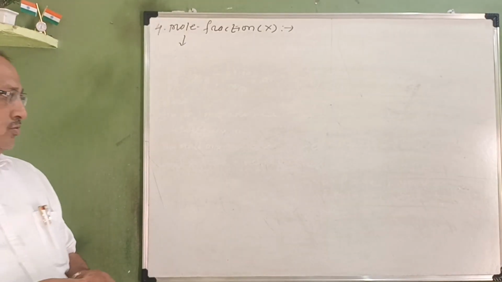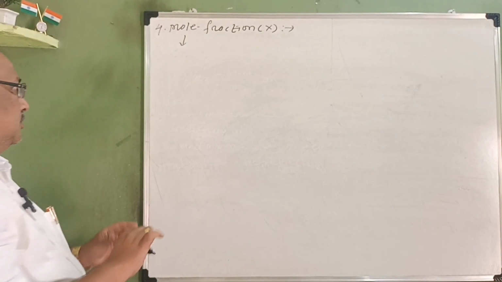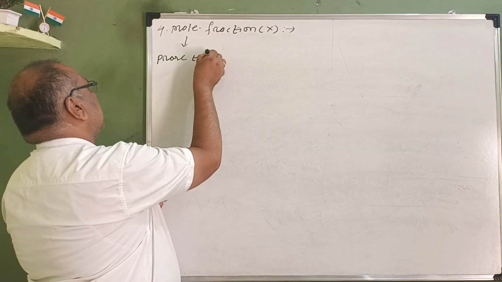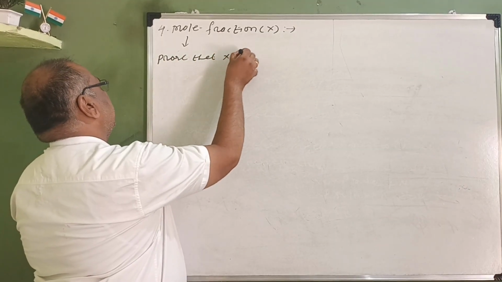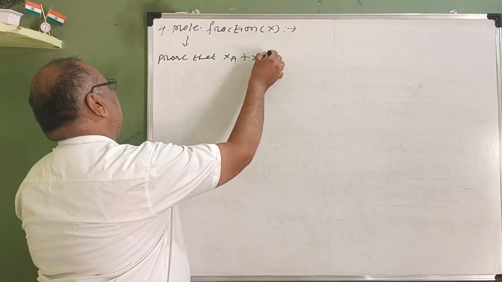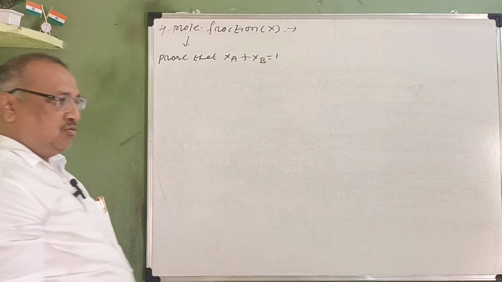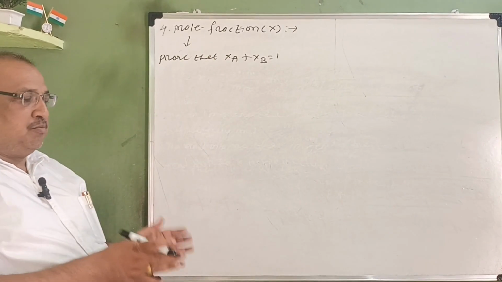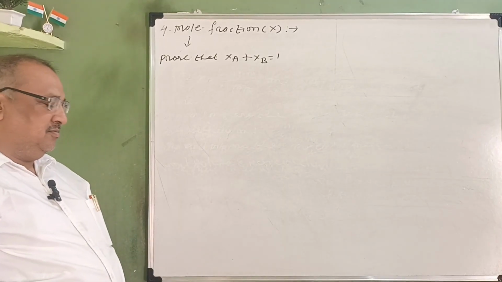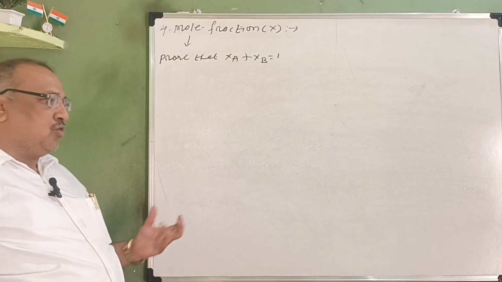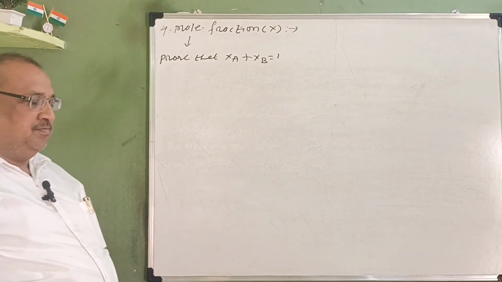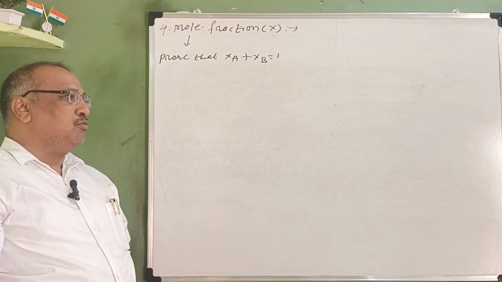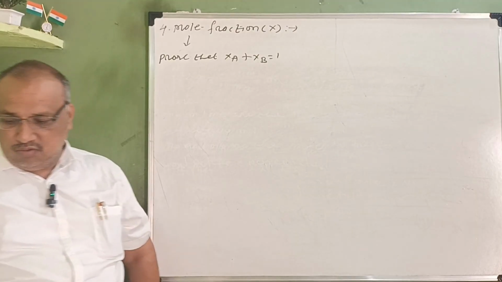Now here write down, prove that XA plus XB equal to 1. What is the meaning of this? Suppose a binary solution contains two components, that is solvent A and solute B, then the sum of mole fractions of all components present in the solution is equal to 1.